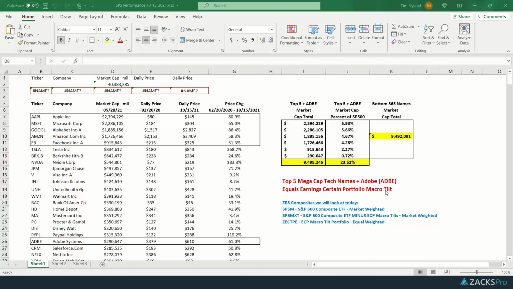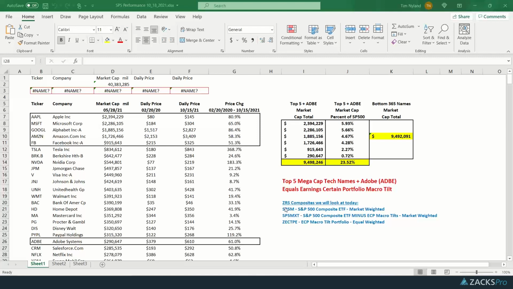Okay, so what we're going to do today is look at 3 different Zacks Research System composites. The first one we're going to look at is the S&P 500. This is just a straight replication, a straight market-weighted composite of the S&P 500. And we're going to look at that relative to the actual S&P 500 index to validate, or to otherwise baseline, our methodology for composites, to prove to you that our methodology is in fact accurate.